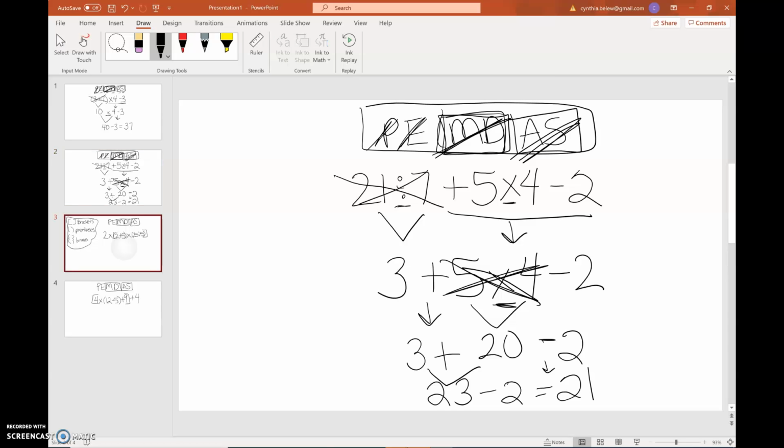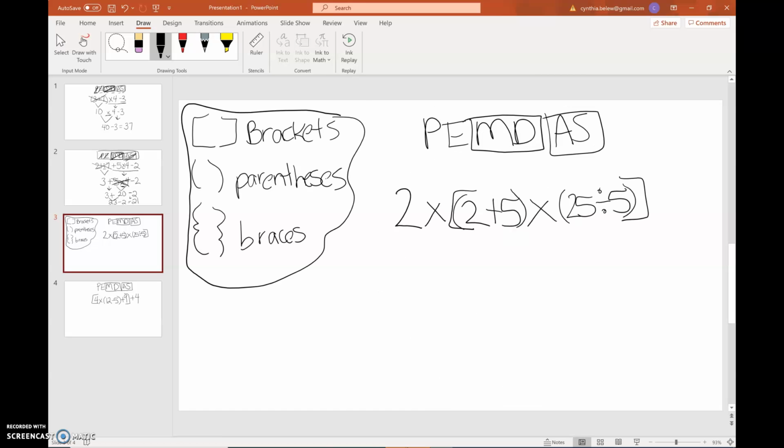So today we worked on what happens when I have brackets, parentheses, and braces. What happens when we have these is I'm still following order of operations, but I have to get rid of the brackets or braces first. So you notice that the braces right here has all of this on the inside. So I have to solve everything inside those brackets first.